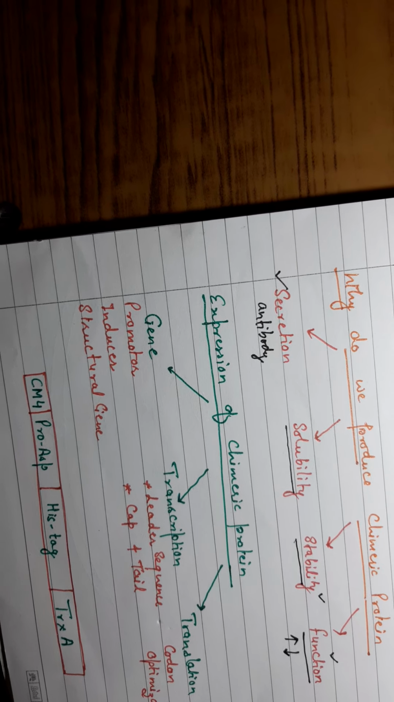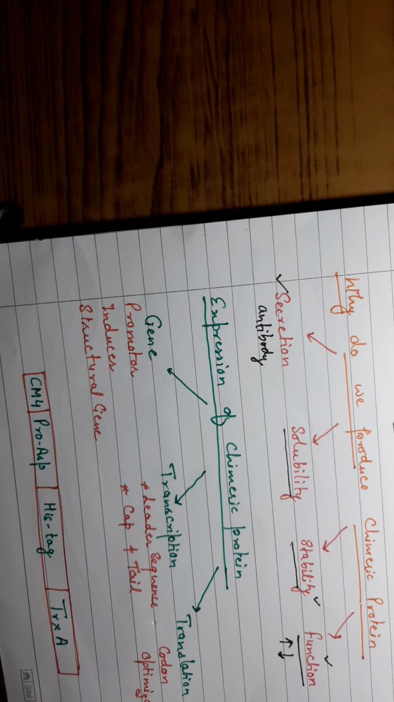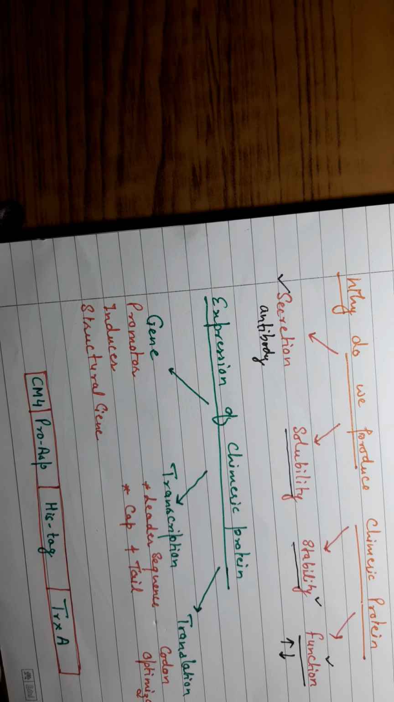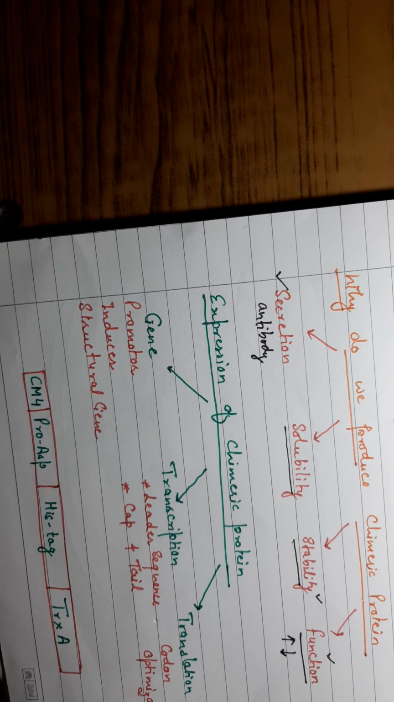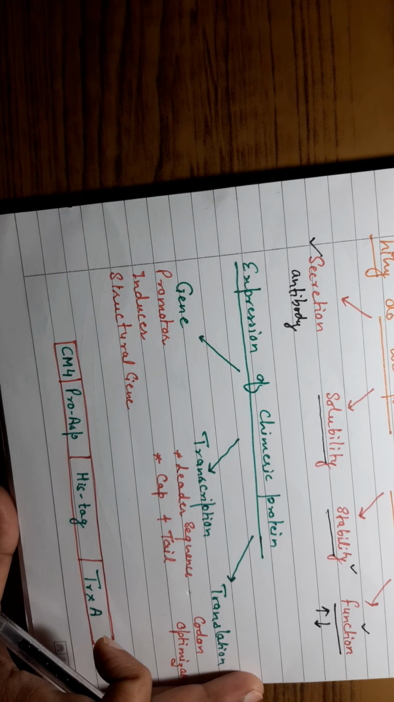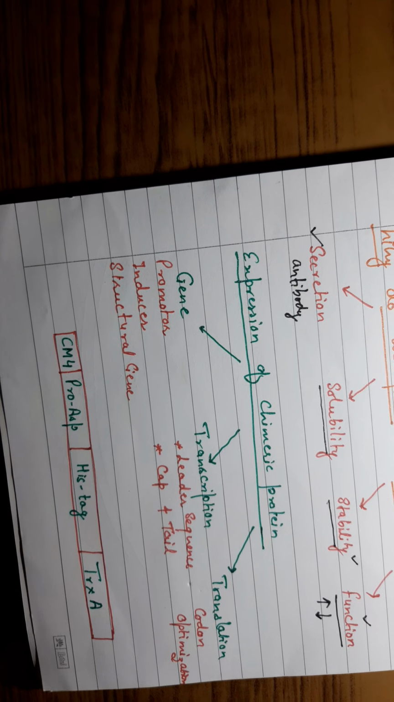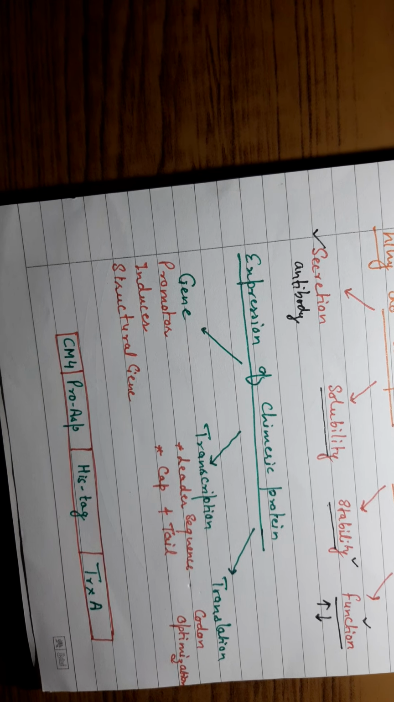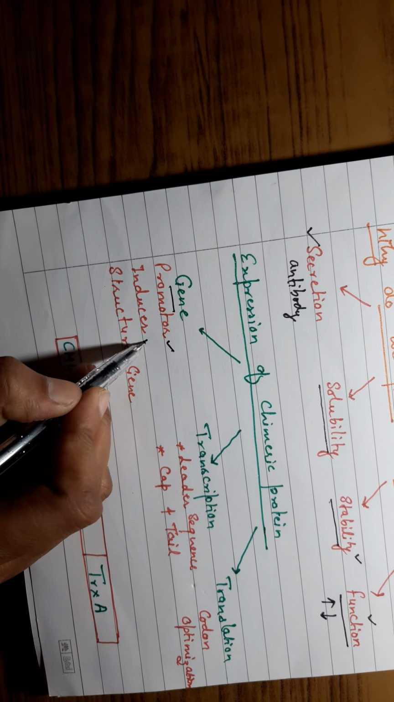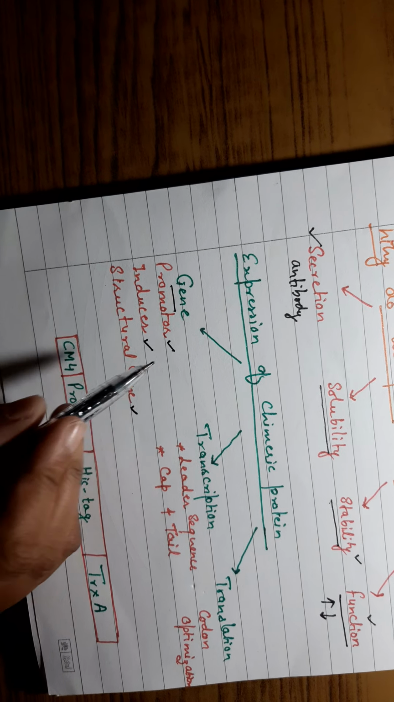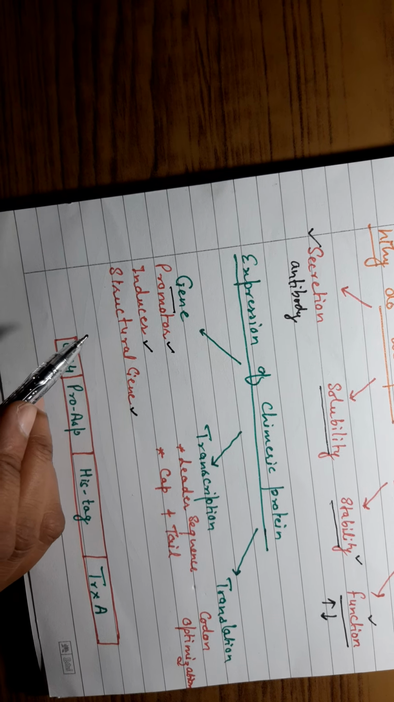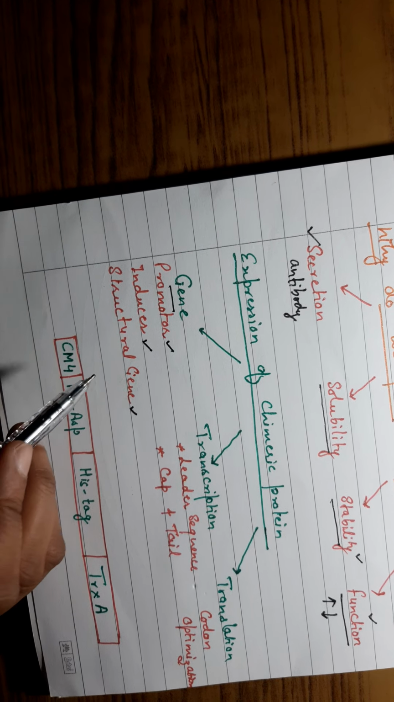As we know, for production of chimeric protein, we must need some expression system. So if a protein is to be produced for human use, it must have a eukaryotic expression system. As we know, in eukaryotes, a gene has a promoter, it has an inducer, and it has a structural gene. All three components must be intact if we want a protein to be expressed in human.